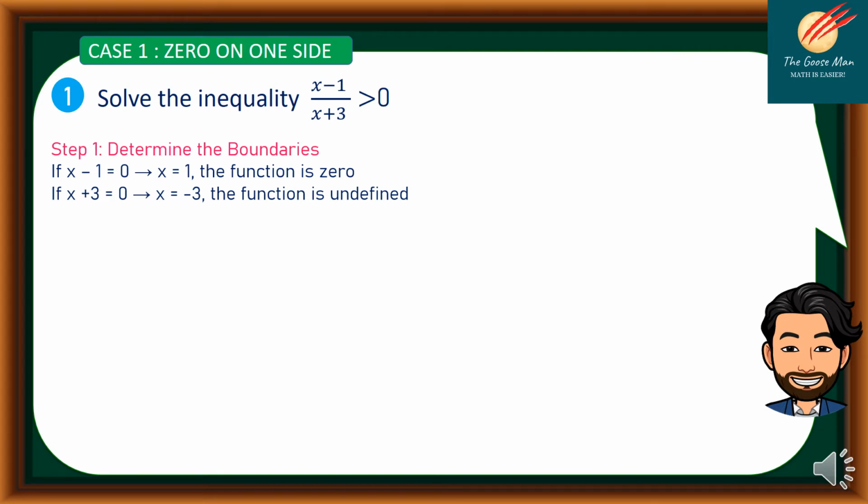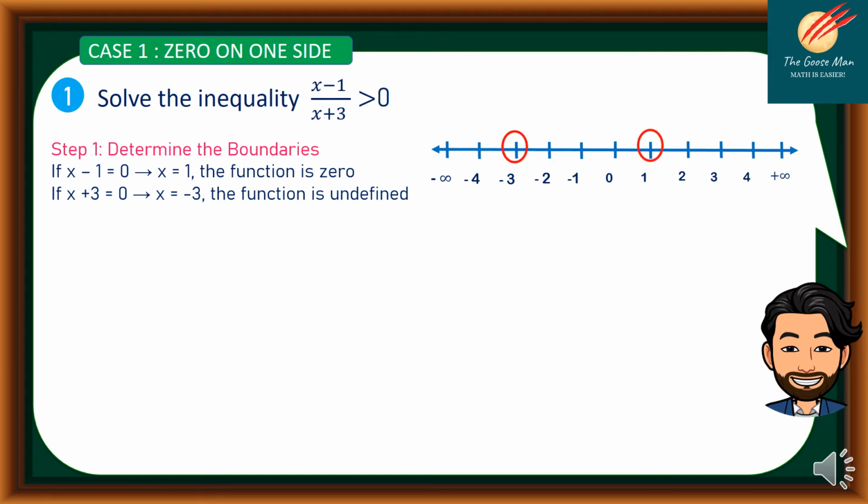Since we know already the boundaries, on our number line we will take negative 3 as well as positive 1. Since this is greater than, we will have an open half line. Next, we will use the test points. It means that we will choose numbers beyond negative 3, in between negative 3 and positive 1, and beyond positive 1.